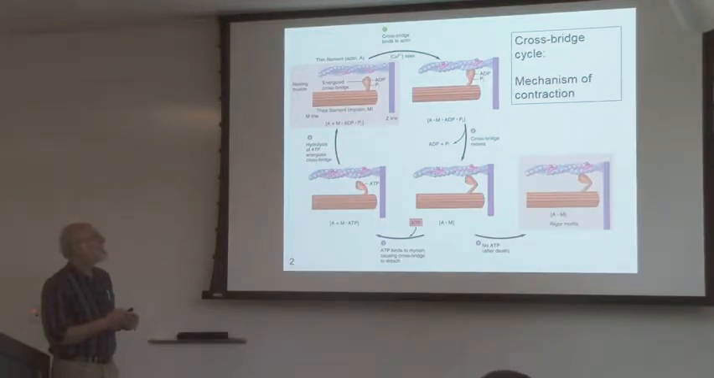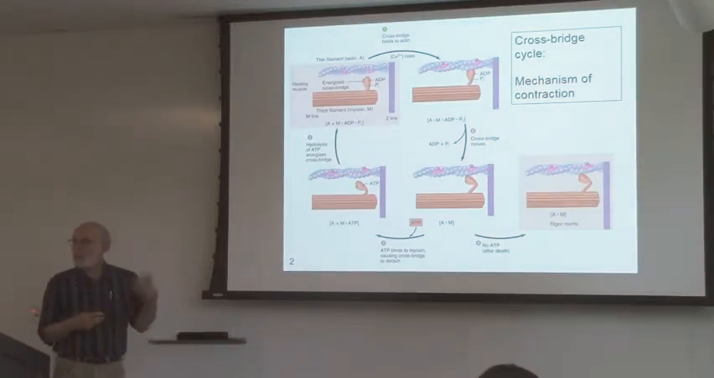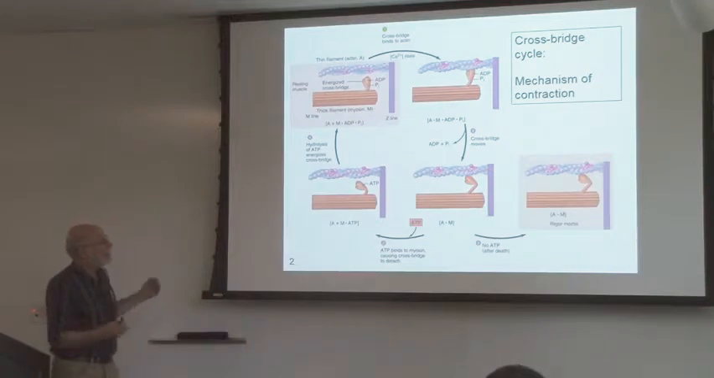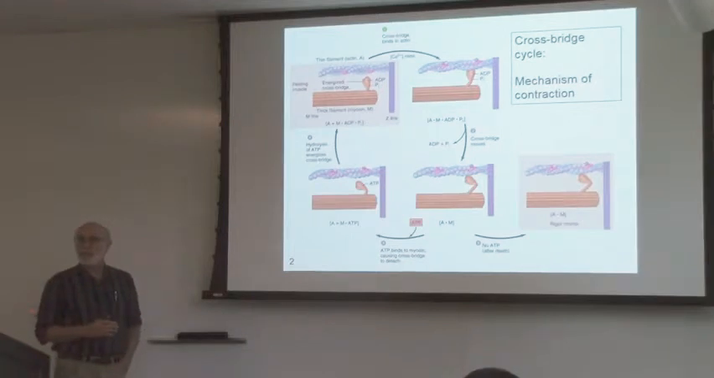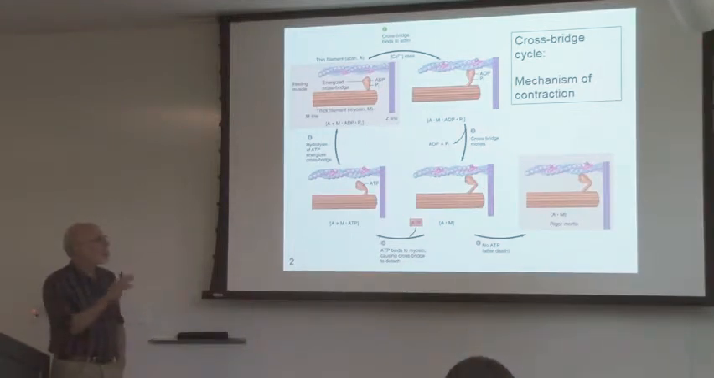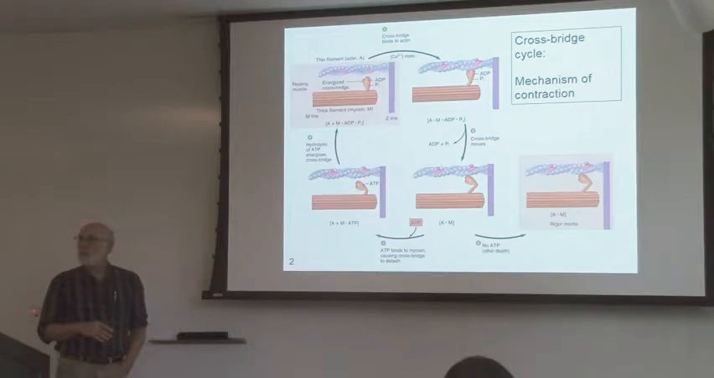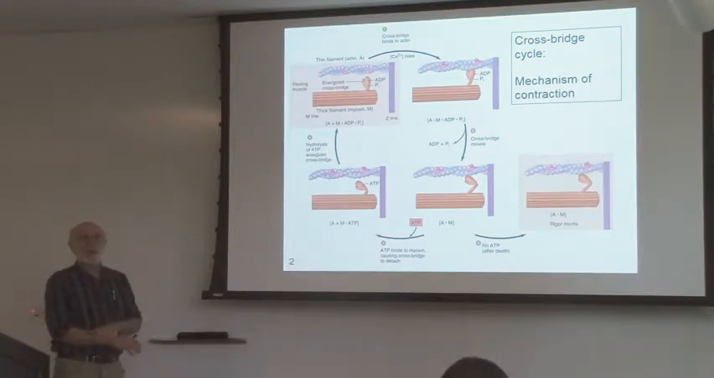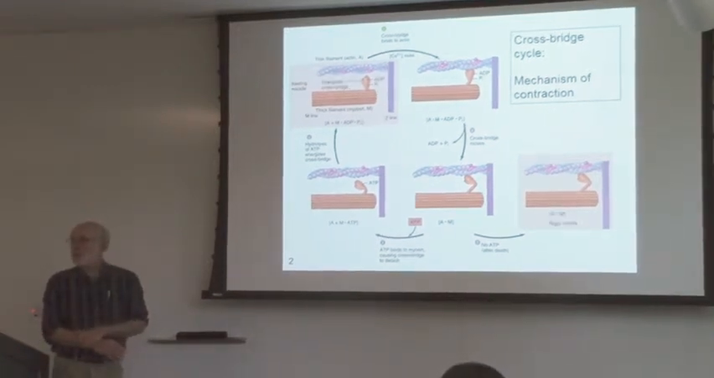Hydrolysis of ATP puts it back into the extended conformation where, as long as calcium is present, it can bind to actin again and do this over and over and over again, millions of times, to pull the Z disc closer to the M line, closer to the middle, shortening the sarcomere. So you should be able to walk through this sequence of events and tell me the story of muscle contraction. This is true for skeletal, cardiac, and smooth muscle.